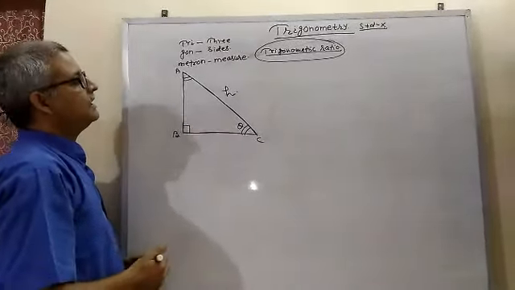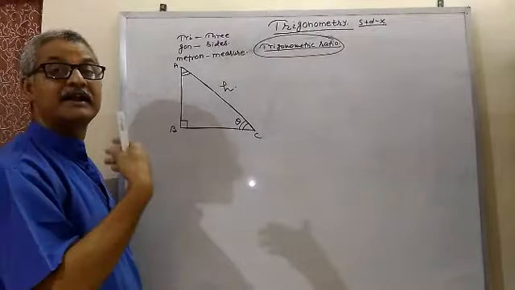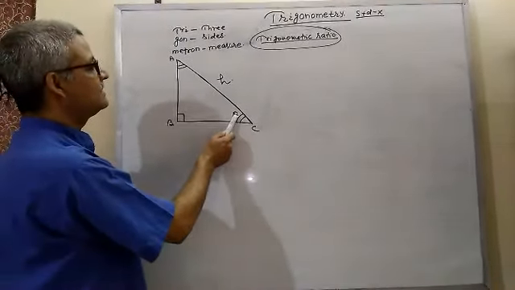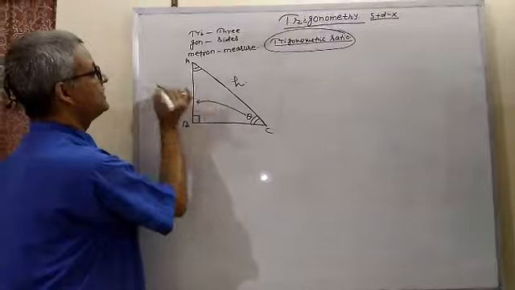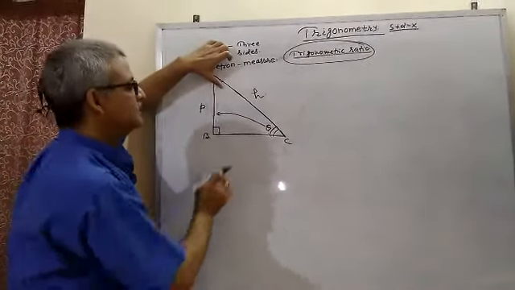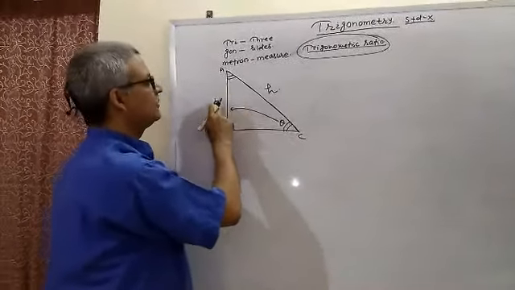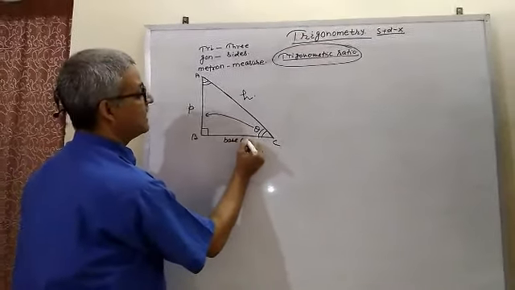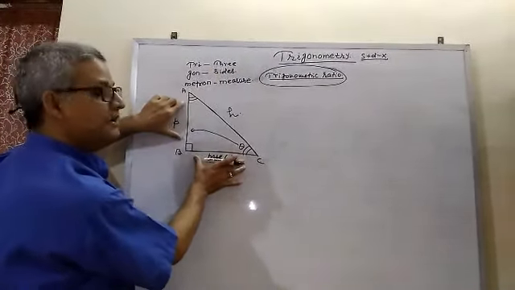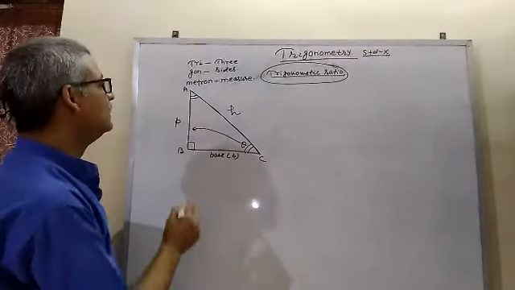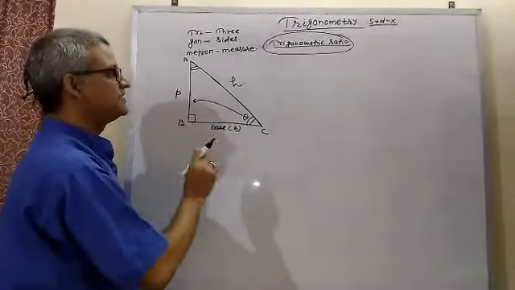But in trigonometry, the angle we take as the reference angle, about which we take the relation of two sides, its opposite side is known as perpendicular, which is represented by P. If this angle is the reference angle, then its opposite side is the perpendicular, and the other side is the base, which is represented by B. If you take this as the reference angle, then BC will be perpendicular and AB will be base. The hypotenuse place is confirmed.